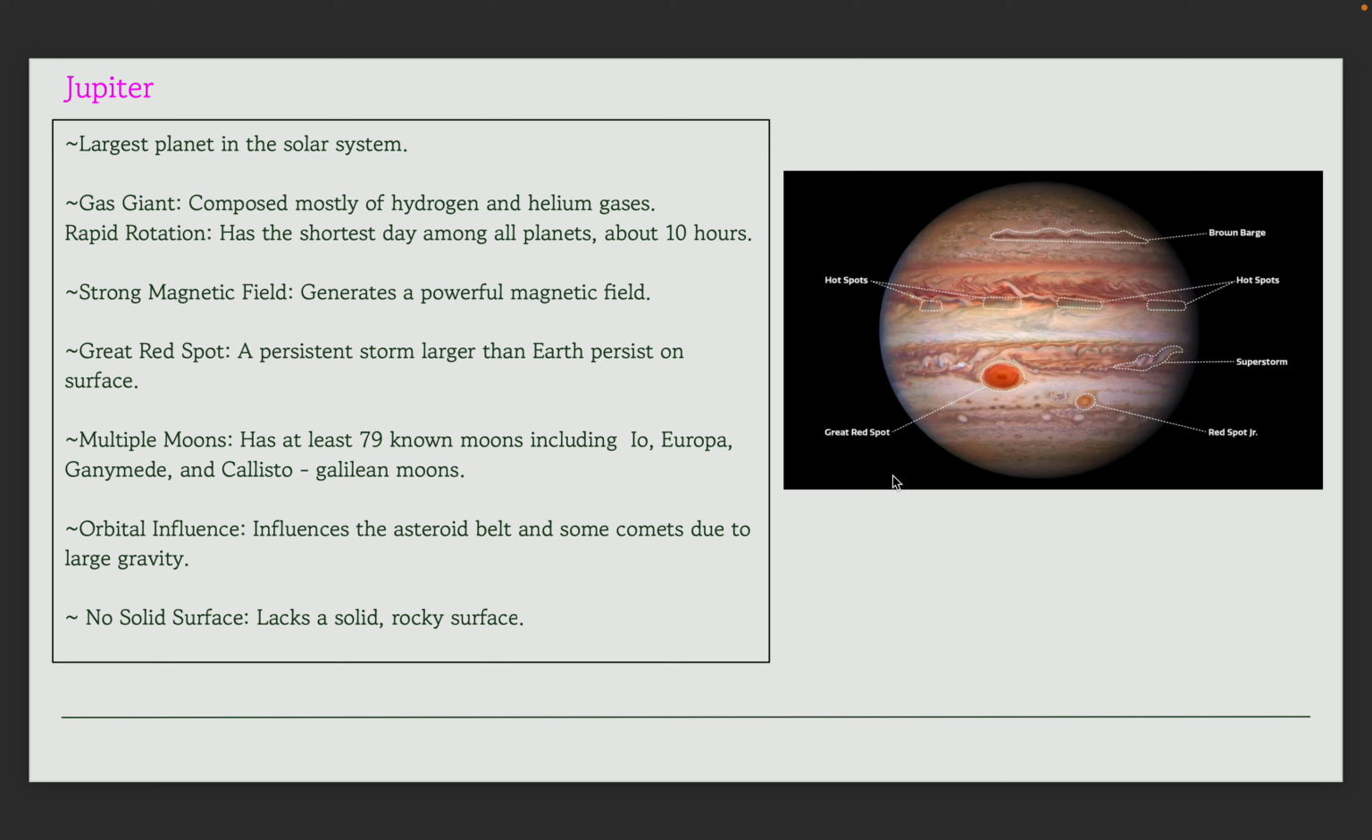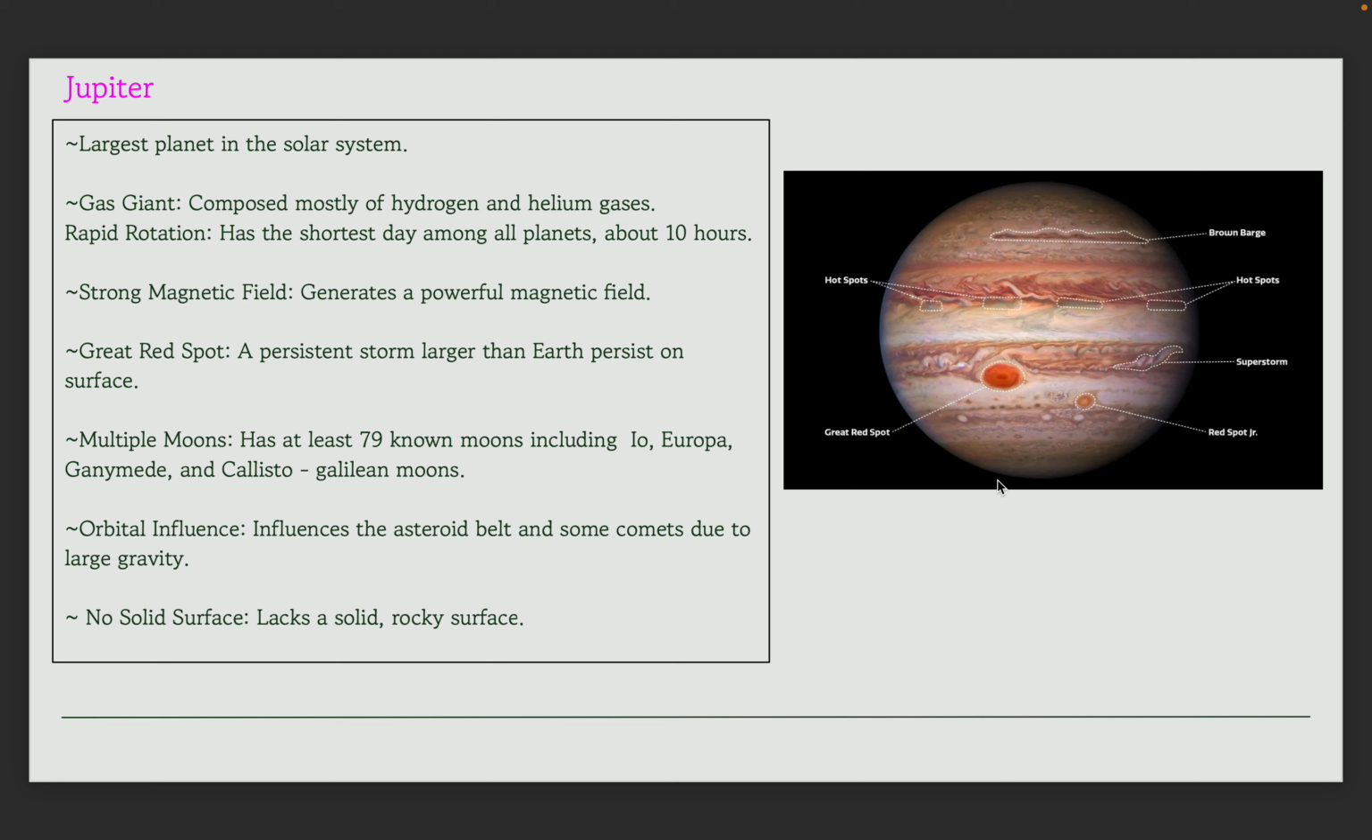Jupiter is so big it influences the asteroid belt, which consists of failed planets or planetesimals, and even some small comets and asteroids orbit Jupiter. Jupiter does not have a solid surface; it lacks a solid, rocky surface. So from Jupiter we are starting the discussion of the gas giants.